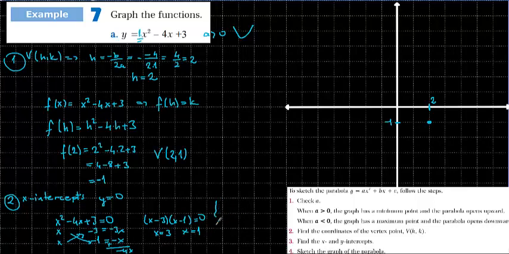And here I'm going to find the y-intercept. For finding the y-intercept, I need to say x is equal to 0, which means y is equal to 0 squared minus 4 times 0 plus 3, so y is equal to 3. I'm showing the x-intercepts and the y-intercept. 1 and 3 are the x-intercepts, and y is equal to 3 is the y-intercept.